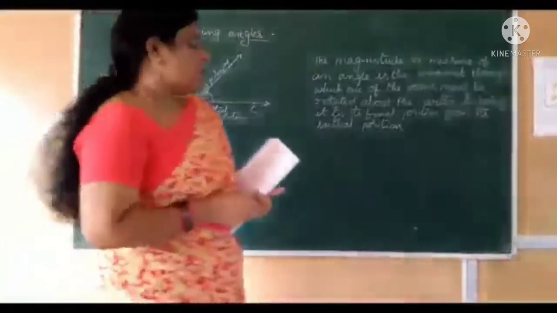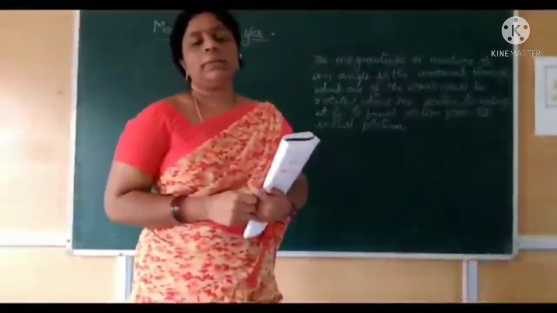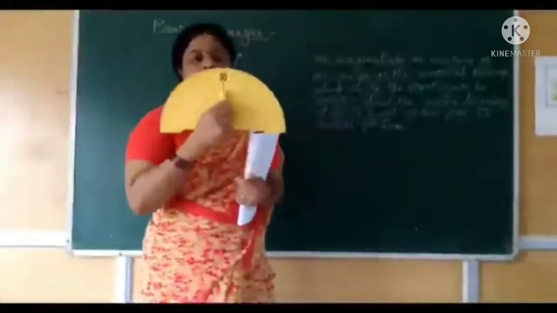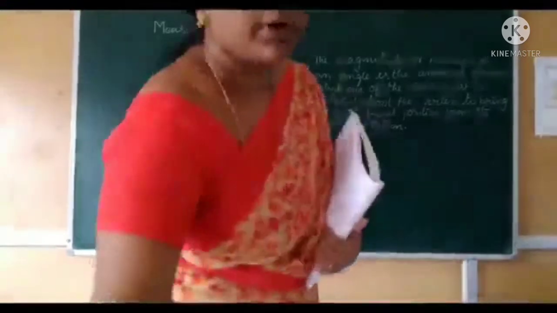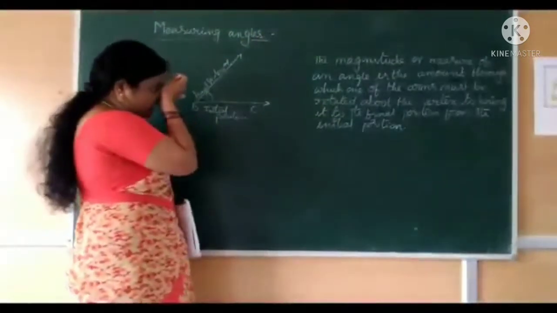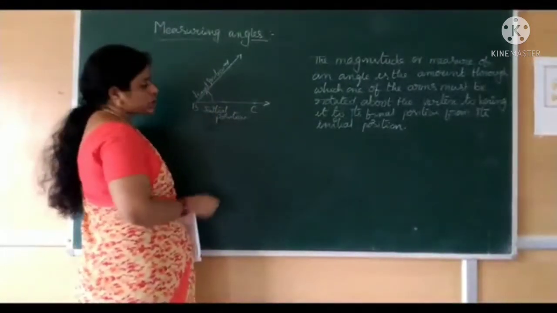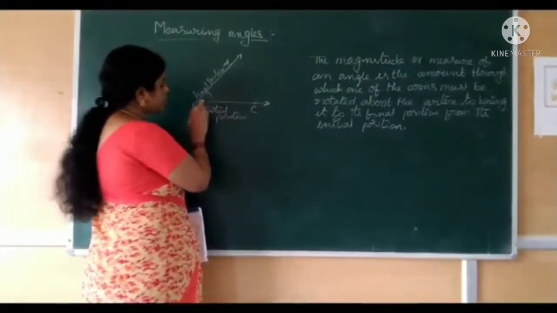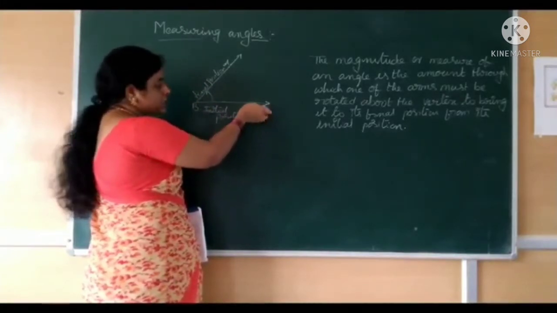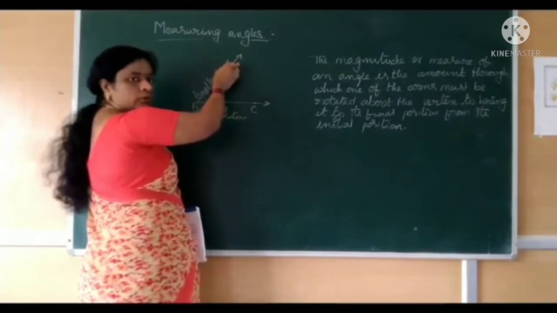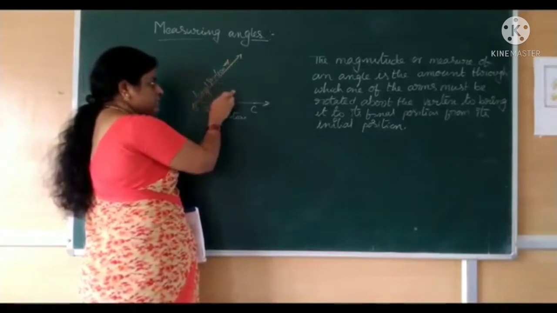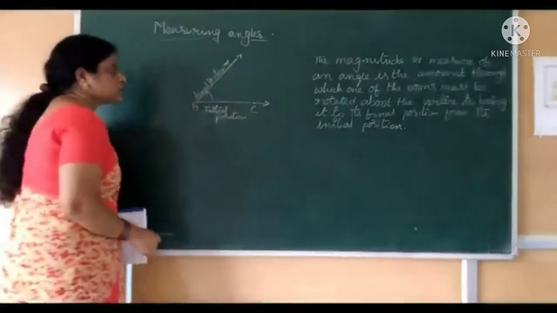Measuring angles. How can we measure angle? We measure angle by using protractor. If a ray starting from the initial position moves to the final position, this forms an angle.